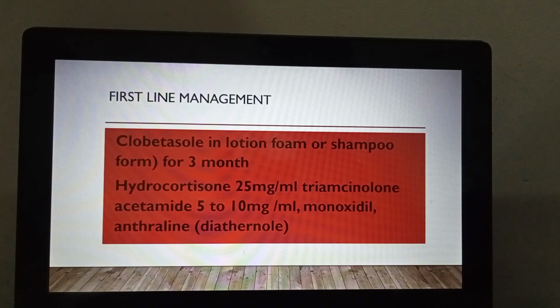So the first line management includes clobetasol in lotion or shampoo form for at least 3 months. Second is hydrocortisone 25 mg per ml, triamcinolone acetonide 5 to 10 mg per ml, minoxidil, and anthralin, or you may say dithranol. These are used as first line therapy for the management of alopecia areata.